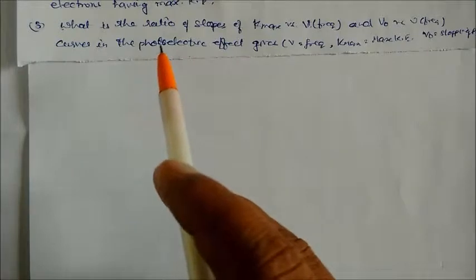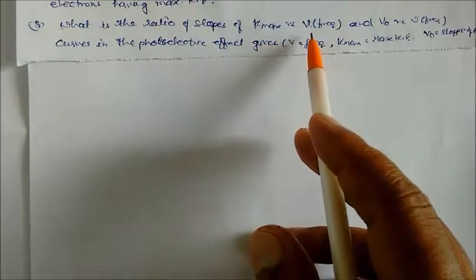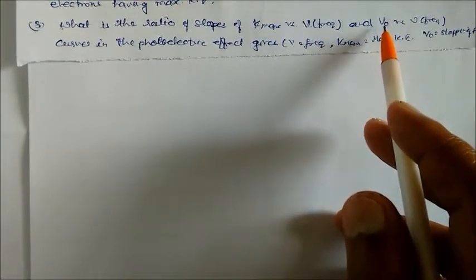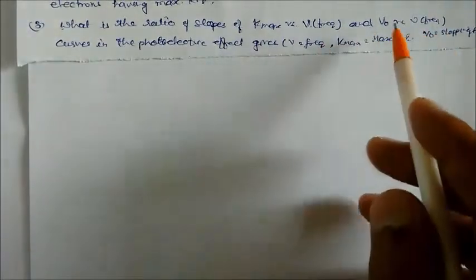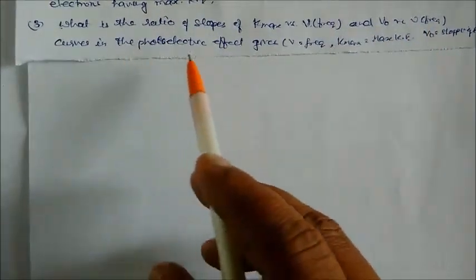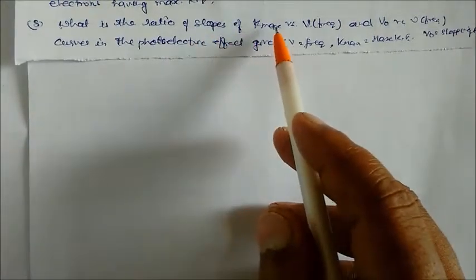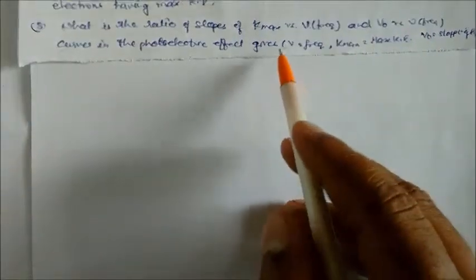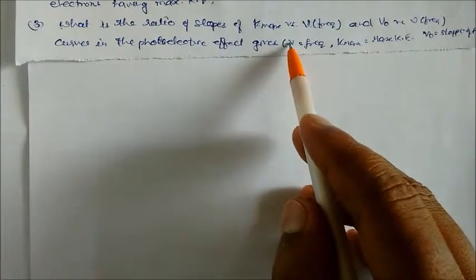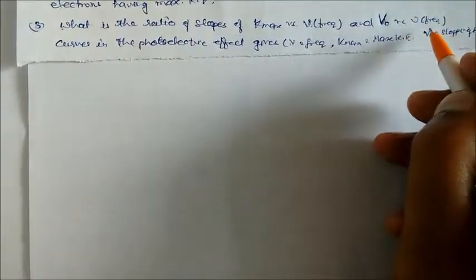What is the ratio of slopes of the maximum kinetic energy versus frequency, threshold frequency versus frequency, and stopping potential versus frequency curves in the photoelectric effect? So we have to find the ratio of the slopes of, first, kinetic energy versus frequency, and then V naught versus frequency, where V naught is the stopping potential. This gives you the slope.